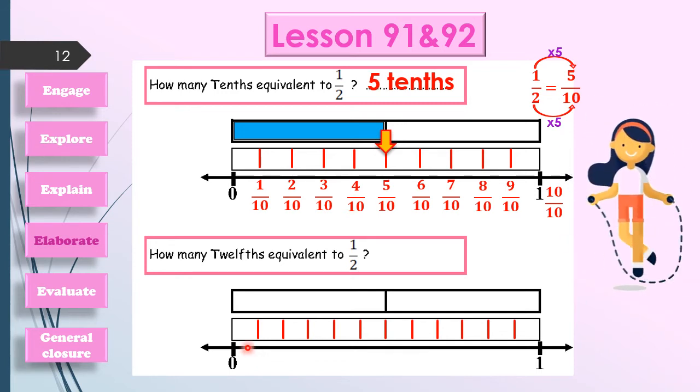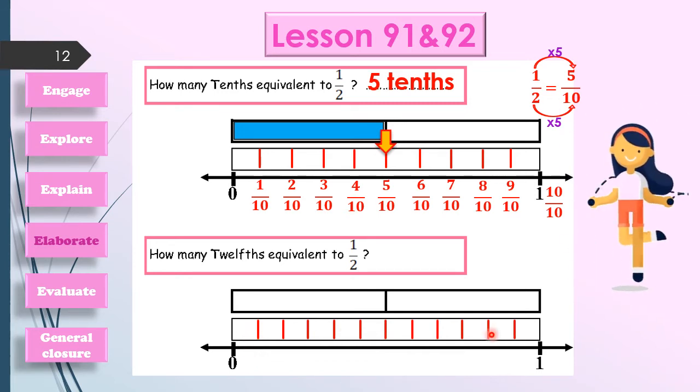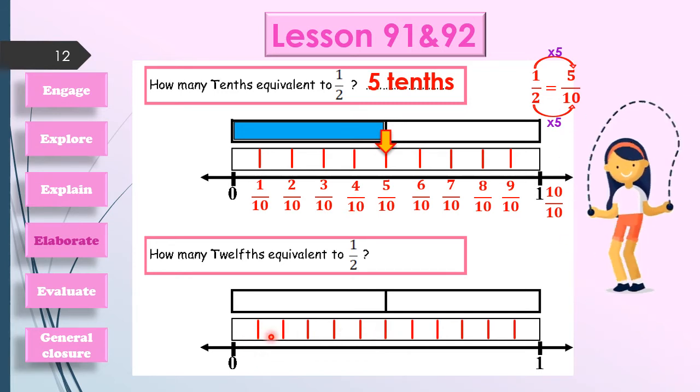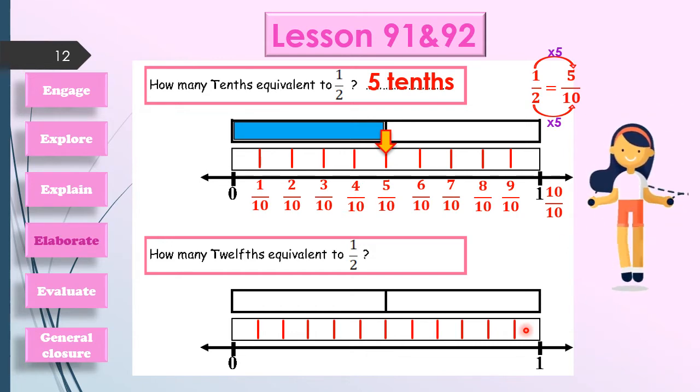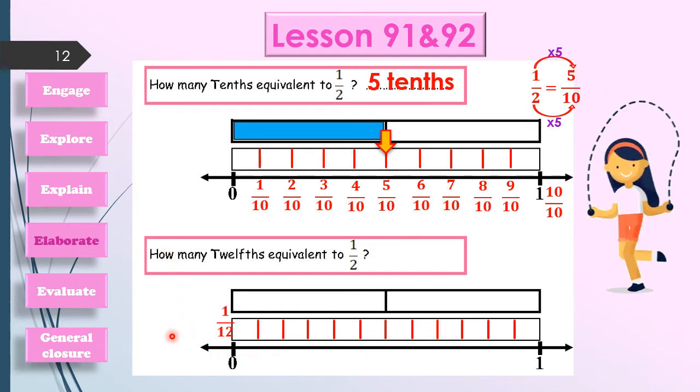Then, to have 12 equal parts, we must draw how many dashes? Yes, 11 dashes. To have 12 equal parts, we must draw 11 dashes. Let's go name each dash.